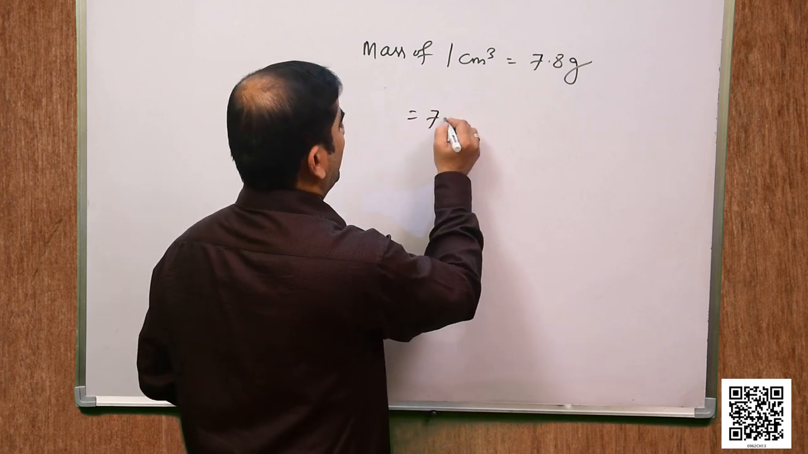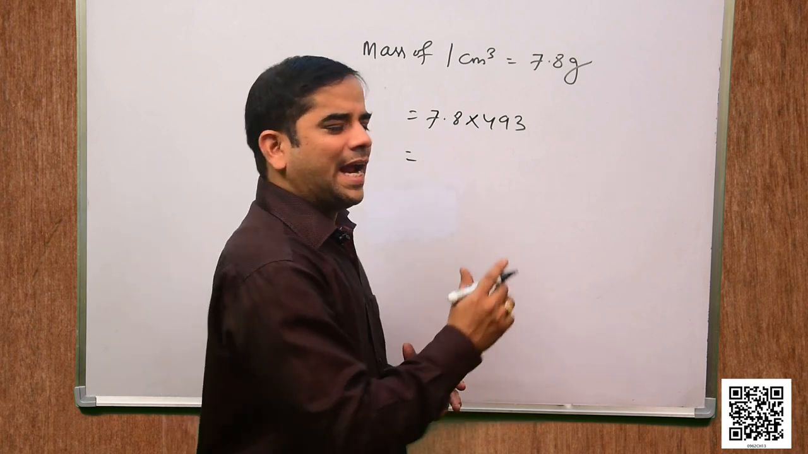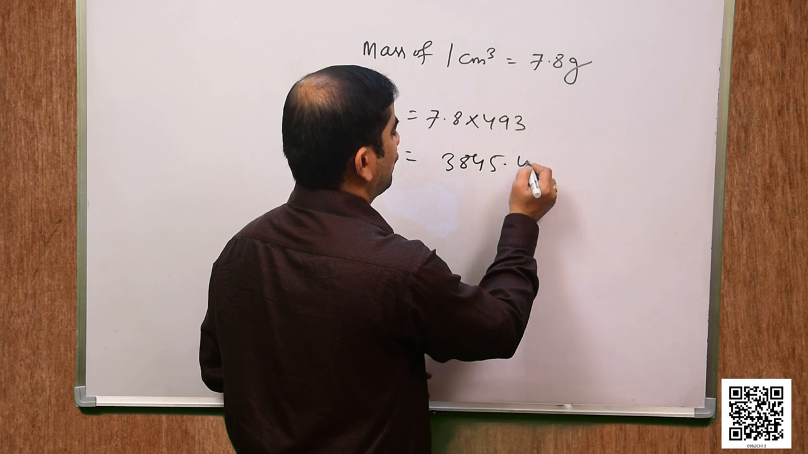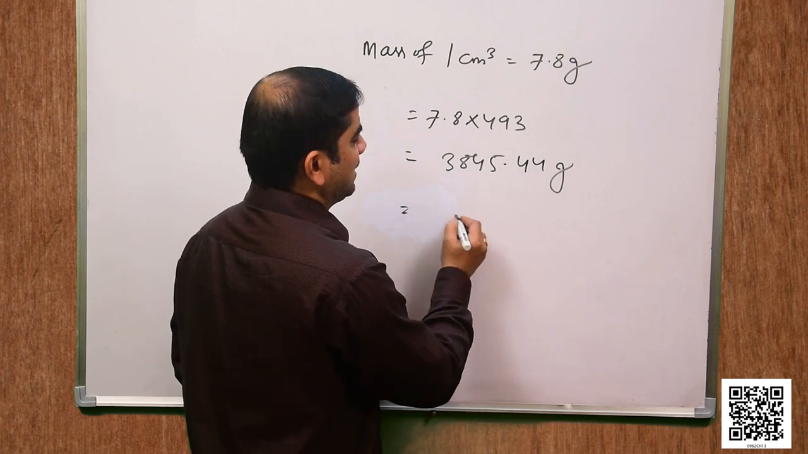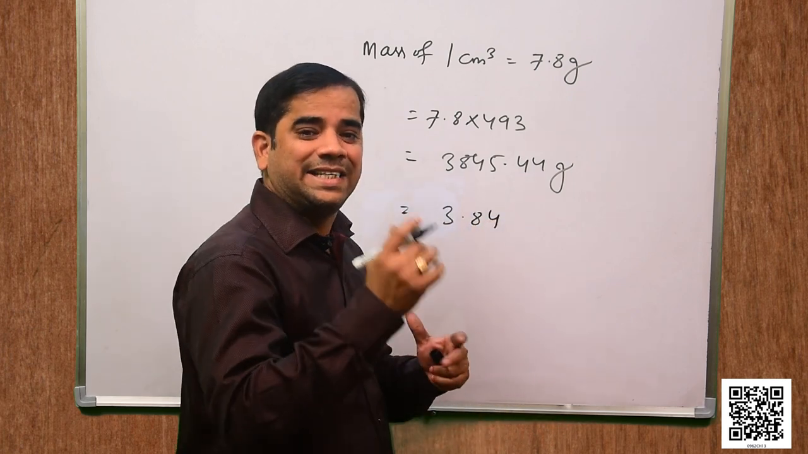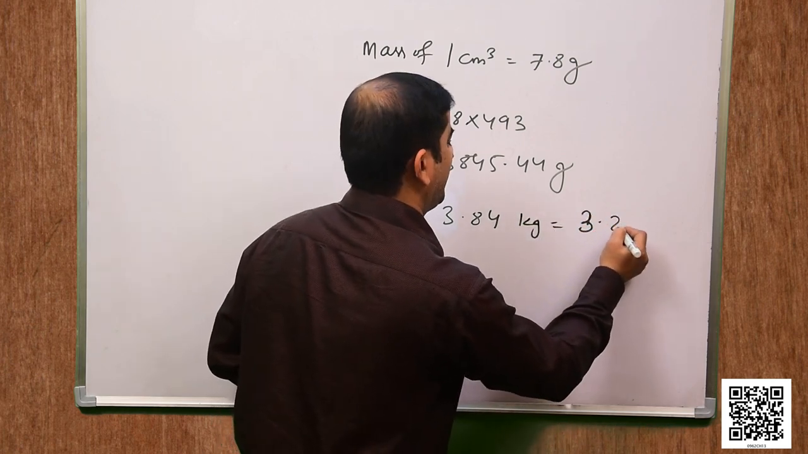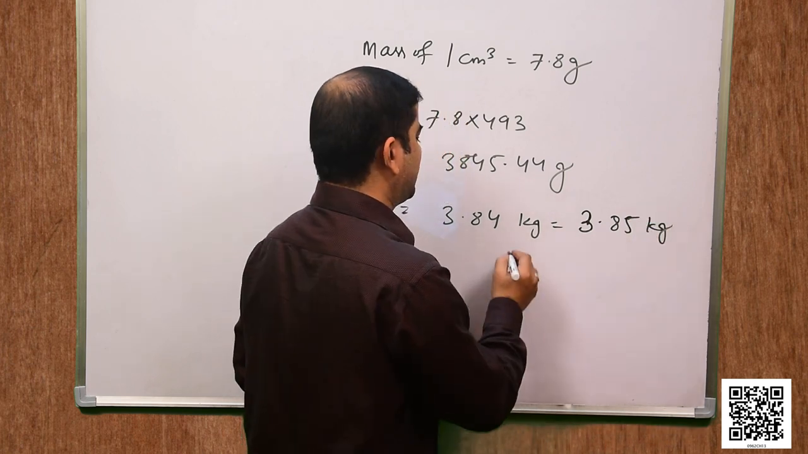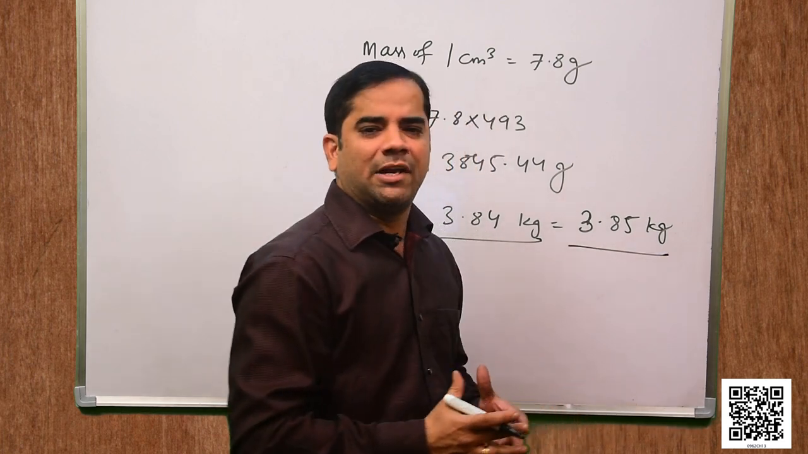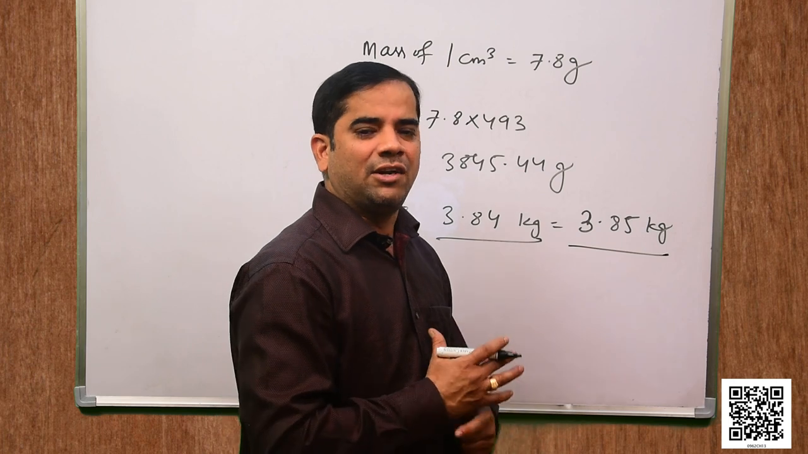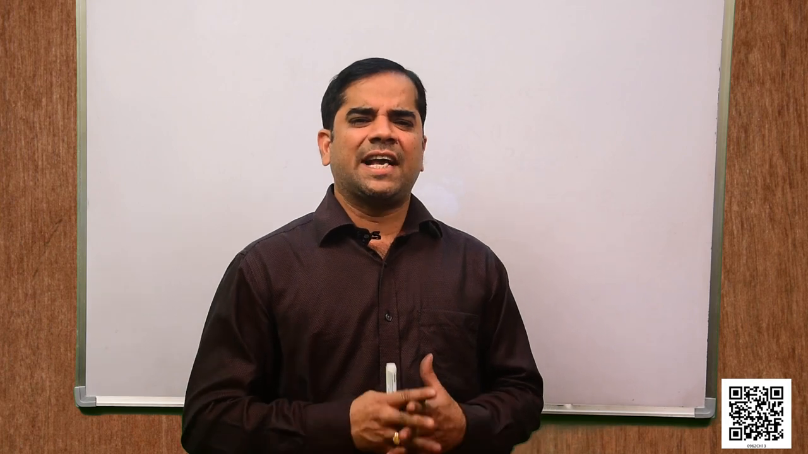That is 7.8 into 493. Okay. That is equal to 3845.44 gram. Or we can say it as 3.84 kg. Or we can write it as 3.85 kg, because this is an approximate value. Okay. So, this is also an approximate value, or you can say this is a nearby value of the mass. Hope you understand.